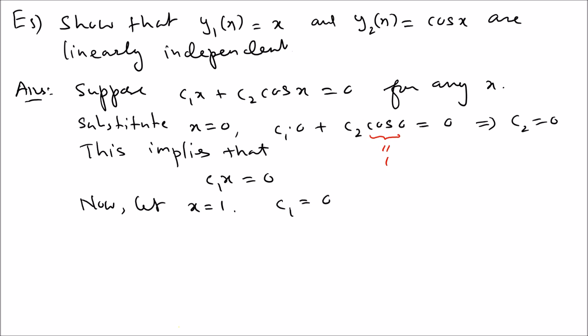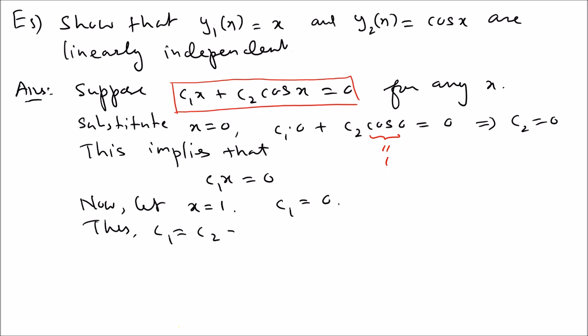So what happened now? If you start with c1 x plus c2 cosine x equals 0, that's the definition. To prove linear independence by definition, we assume that, and then this implies that c1 and c2 have to be 0. So by the definition, the two functions are linearly independent. Thus c1 equals c2 equals 0.